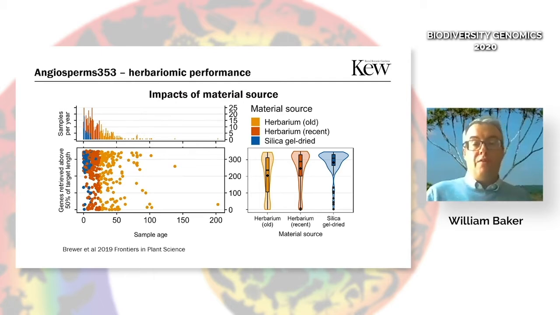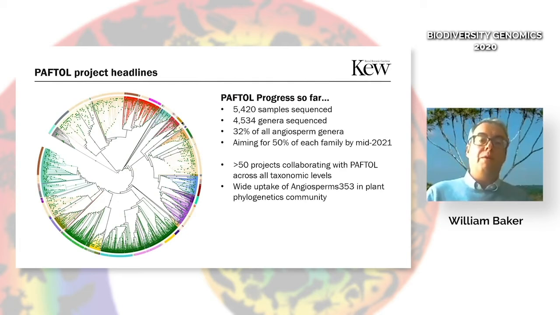What you can also see by the color coding there is that herbarium material, even old herbarium material, is remarkably effective, and even specimens up to 100 years old are producing large amounts of high quality data, almost as much data as you could expect from a really good quality silica gel dried specimen collected only recently. So this really works.